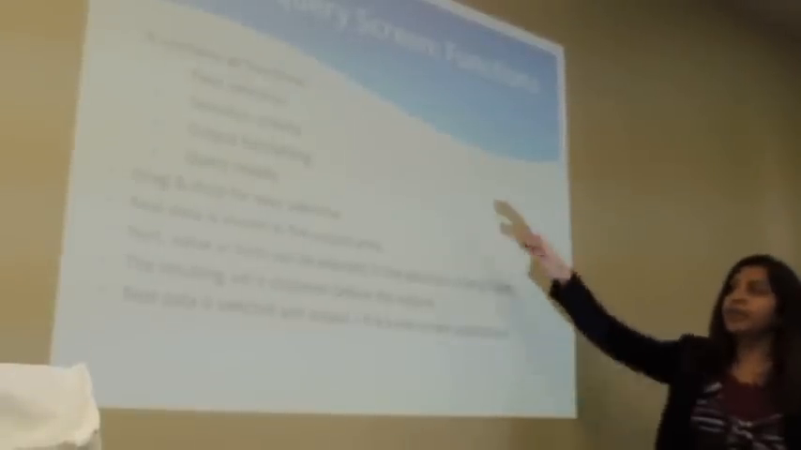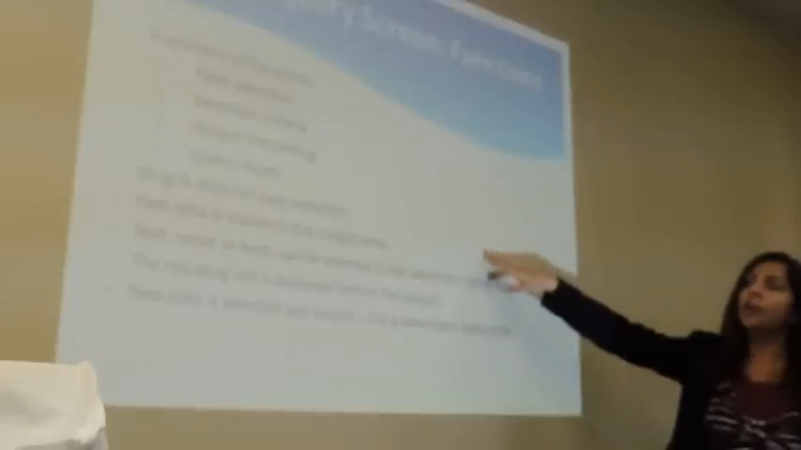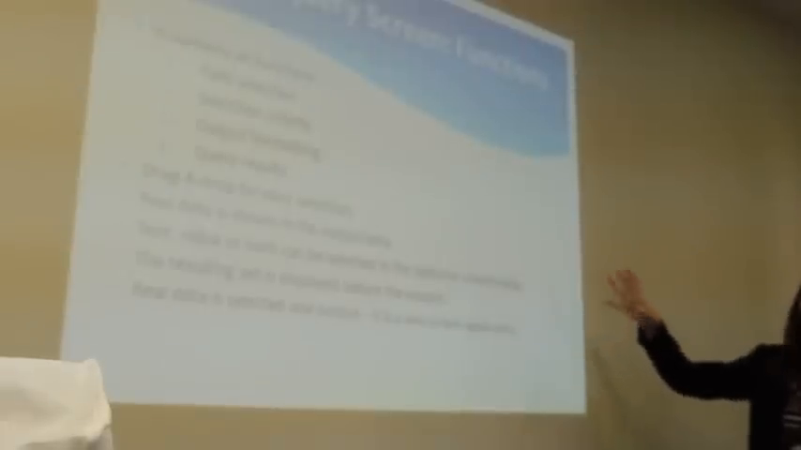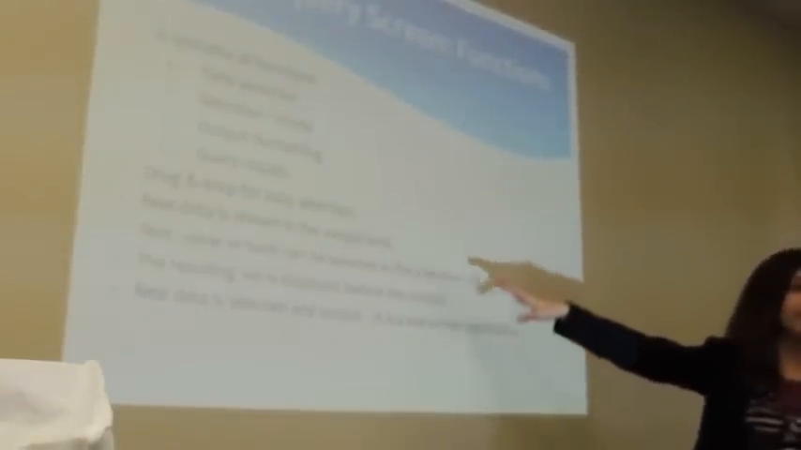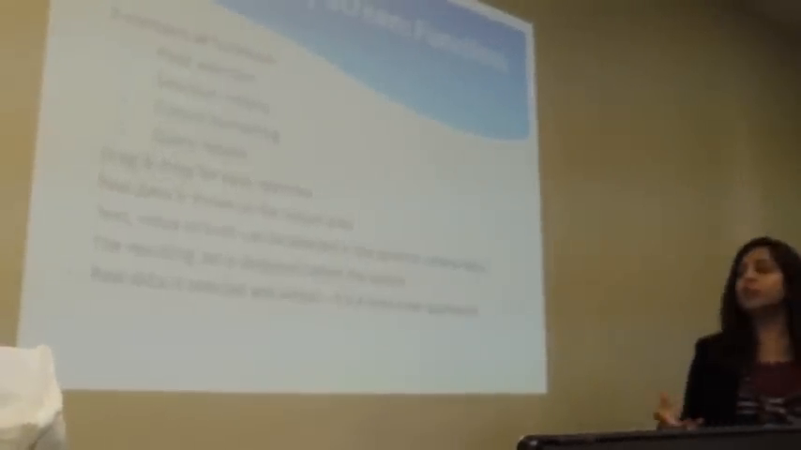Some more functions of the ad hoc screen. It contains these four fields: the field selection, the selection criteria, output formatting, and query results. All of this is shown in one screen, so it's a one-time show. Drag and drop is there for easy access and for easy selection. Real data is shown in the output area. Text and value both can be used in this report.